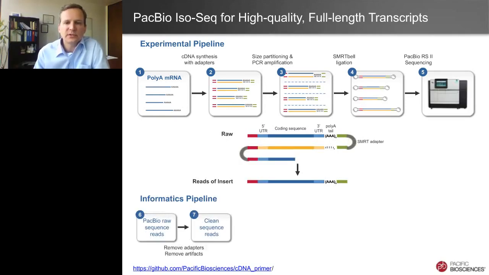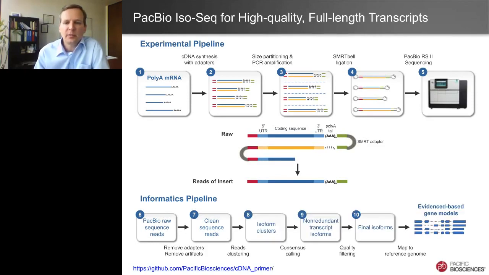This is then sequenced in the PacBio RS2, and as you know, it goes around the adapter and then results in full-length cDNA reads that we call reads of insert, and those are then subjected to an informatics pipeline that we've also developed that takes these isoforms, builds clusters, and calls consensus from these clusters that then result in the final isoforms that go into the evidence-based gene models.